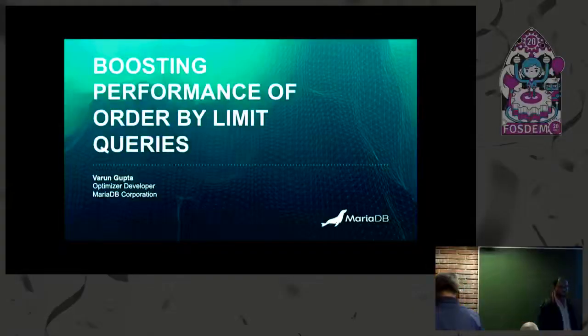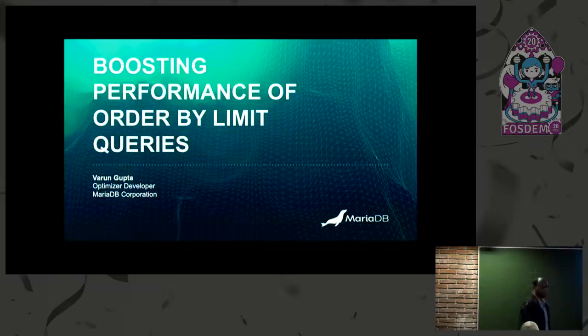Hello everyone. I'll be talking about how to improve the performance of order by limit queries in MariaDB and what has been the history of order by limit queries in both MariaDB and MySQL. I work as an optimizer developer in MariaDB Corporation. I've been involved in the company for almost the last 3 years.